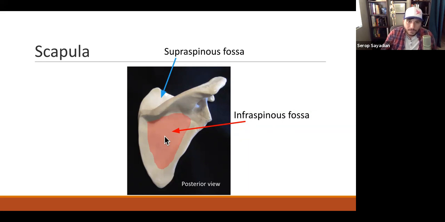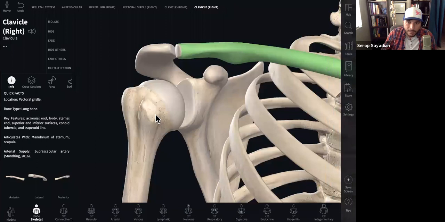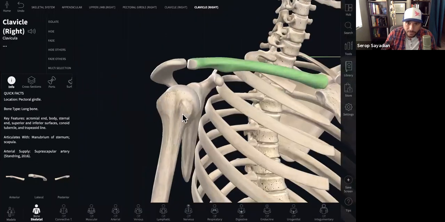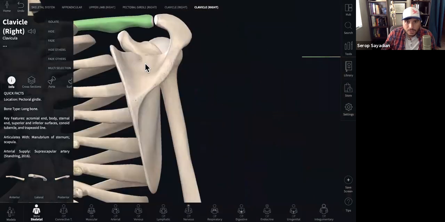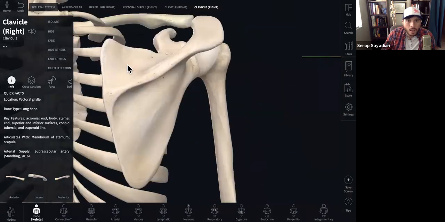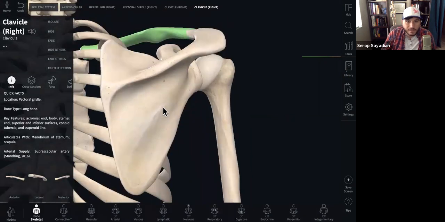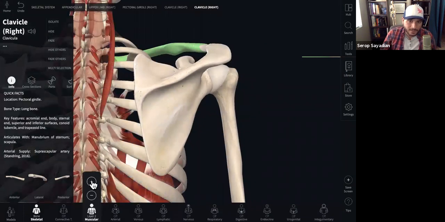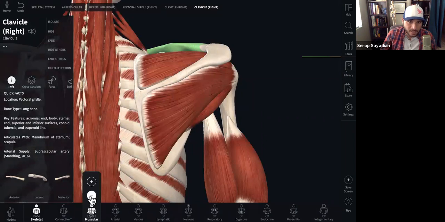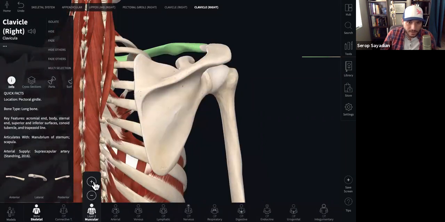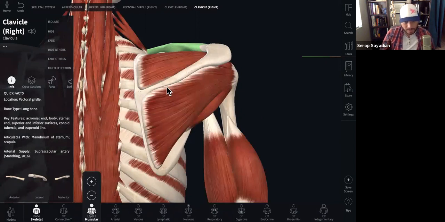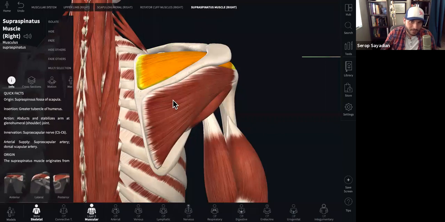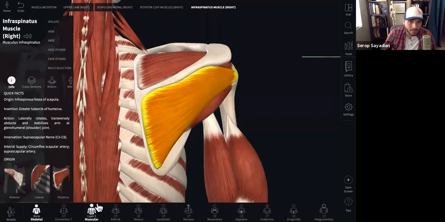If we look at it on Arthur, you can see why it's a good place for a muscle to sit. Here's the supraspinous fossa, and below it is the infraspinous fossa. If I add my muscles here, which is a feature you have to pay for, $35 for a year, which is not too bad, see how the muscles sit in those fossas? These are your rotator cuff muscles, and thankfully they're named just like the fossas: supraspinatus muscle, infraspinatus muscle. We'll learn all about this in a few weeks.